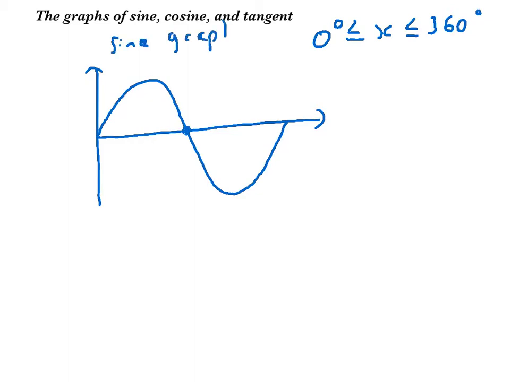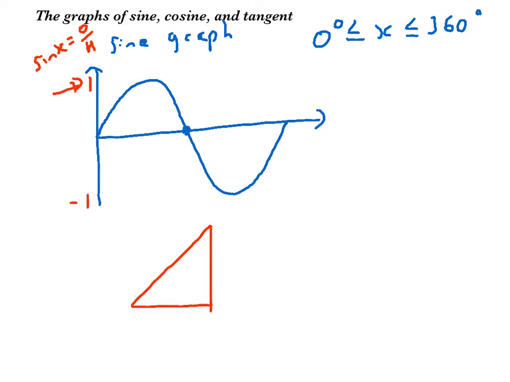Now remember what this y-axis represents. This represents the proportion, doesn't it? That sine x equals the opposite over the hypotenuse. So this proportion can only go between 1 and -1. And let's see why that is. Well, it's actually quite obvious if you look at it, because the hypotenuse by definition is the longest side of a triangle, isn't it? A right angled triangle.